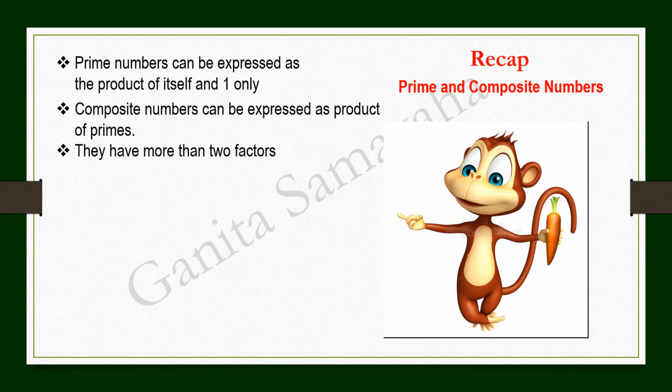And what are composite numbers? They can be expressed as a product of primes, and they will have more than 2 factors. Suppose we consider 6. The factors of 6 are 1 into 6, 2 into 3, isn't it? So 1, 2, 3, 6. There are 4 factors. That means more than 2 factors. Prime numbers will have only 2 factors. Composite numbers will have more than 2 factors. And all prime and composite numbers are positive. They are only positive integers. That is also a very important condition for prime numbers and composite numbers.